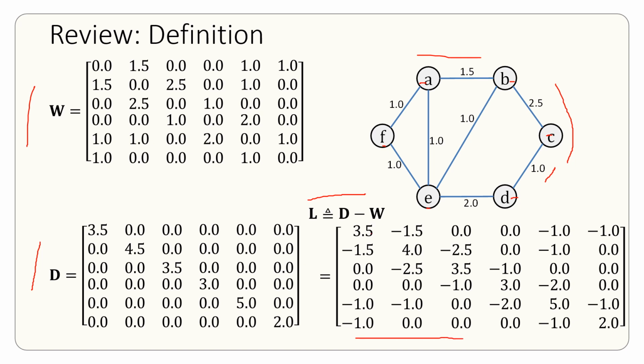The diagonal elements are all positive because they are the degrees of the vertices, and the non-diagonal elements are 0 or negative because you have a negative weight here. And also note that the sum of all the elements in each row of the Laplacian adds up to 0. So 3.5 minus 1.5 minus 1 minus 1 is 0. And likewise, let's look at the last row. Negative 1 plus 2 equals 0.